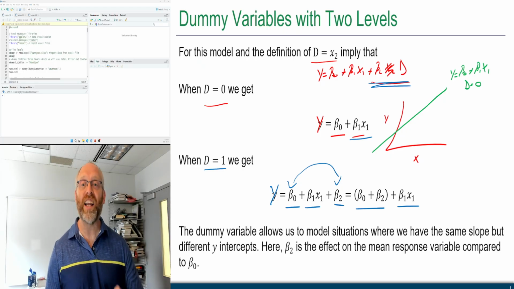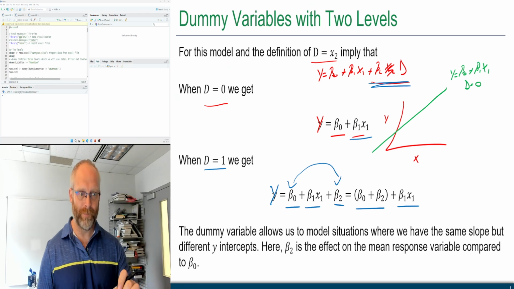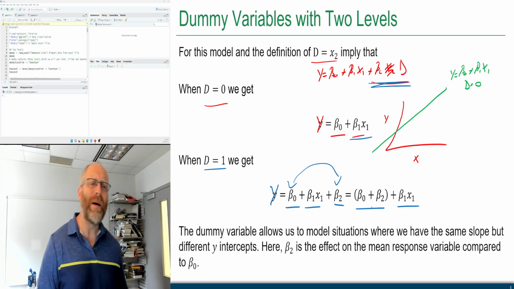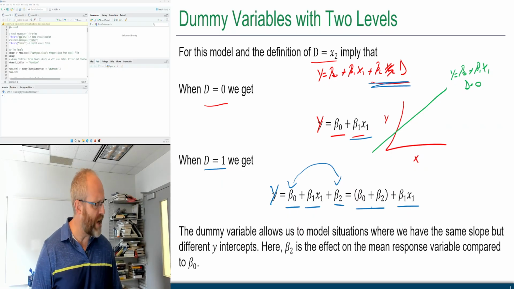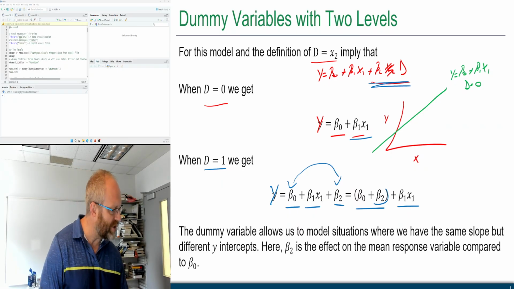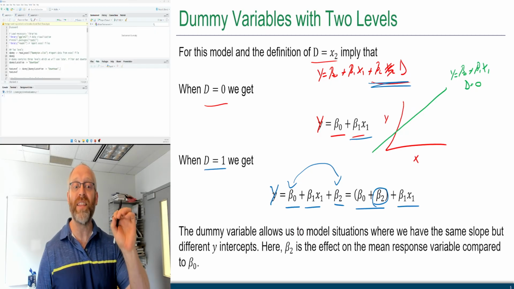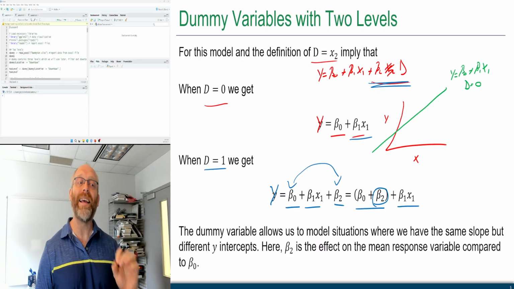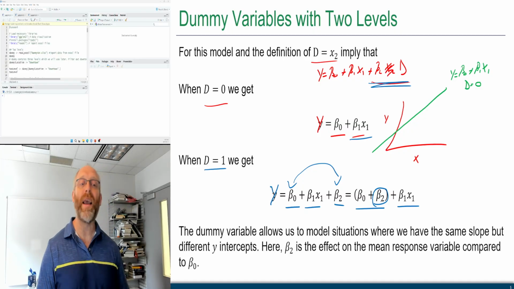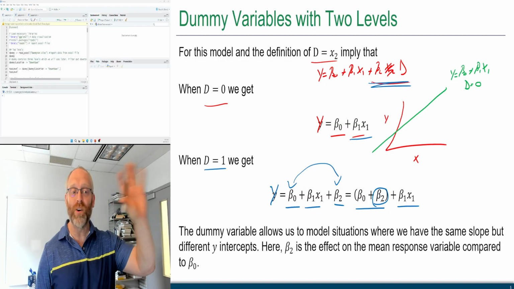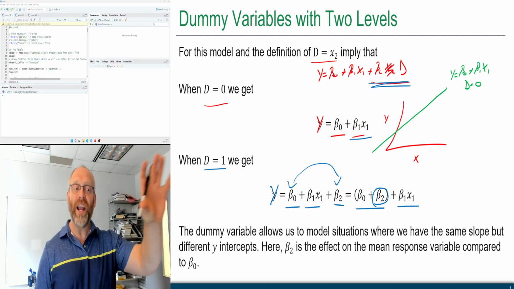But what is changing is my intercept. So how is my intercept changing? My intercept is changing by this beta 2. Because my original intercept, when d is equal to 0, so when I was on that very first level, was beta naught. But now when I've changed from that first level to the second level, how has my intercept changed? It's changed by beta 2. So it's taken wherever I was beforehand for that first level, and I've changed it by beta 2.